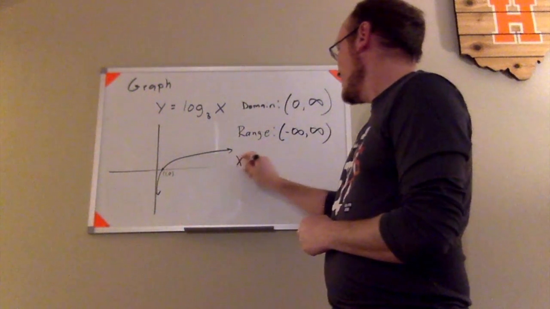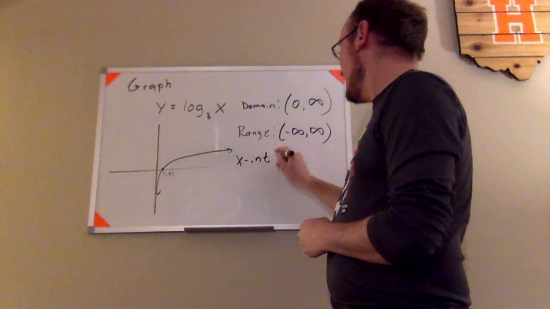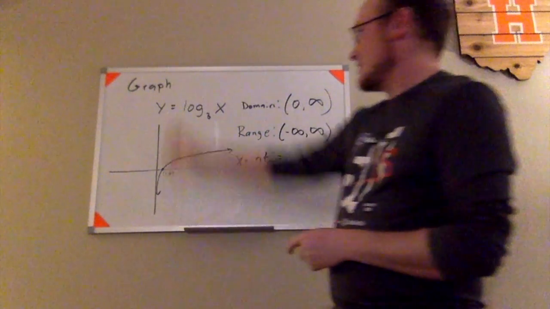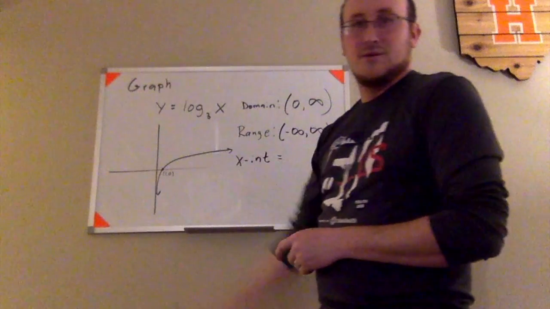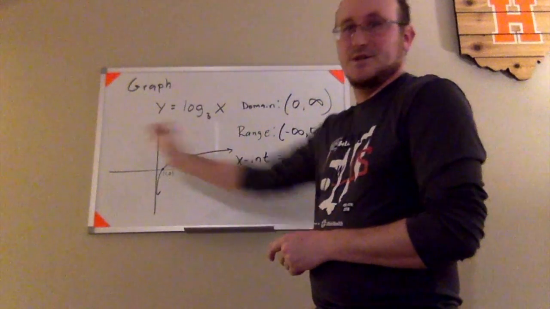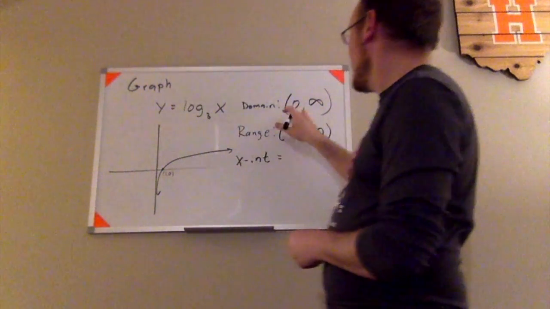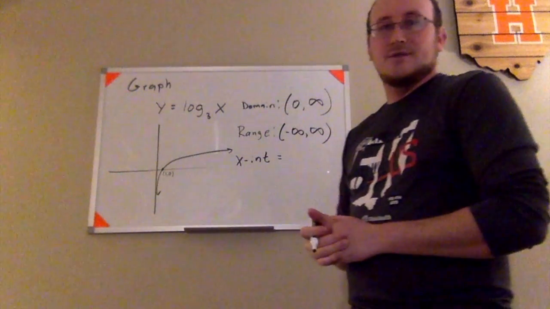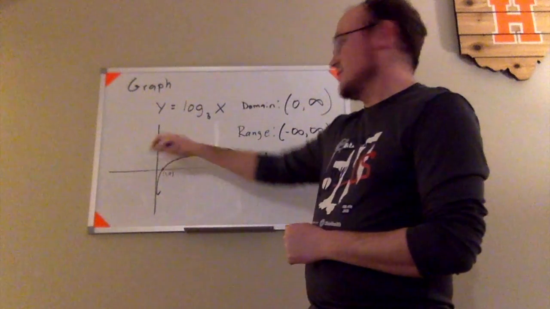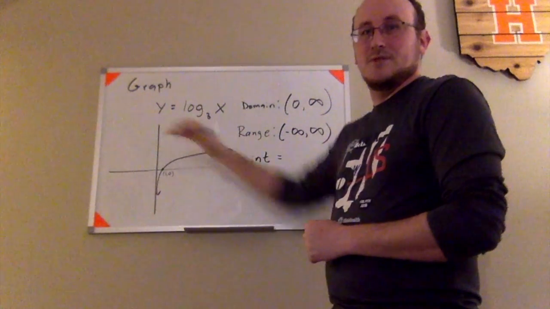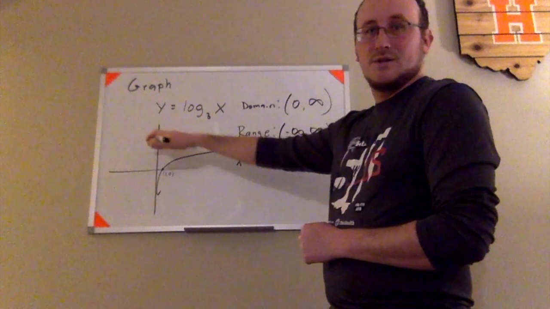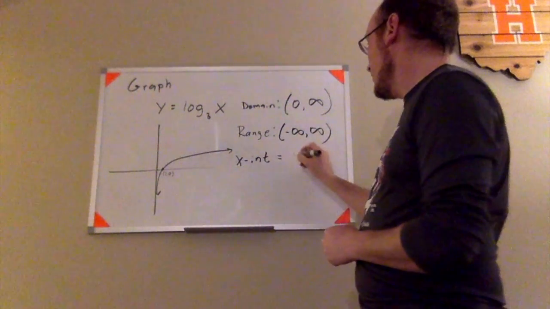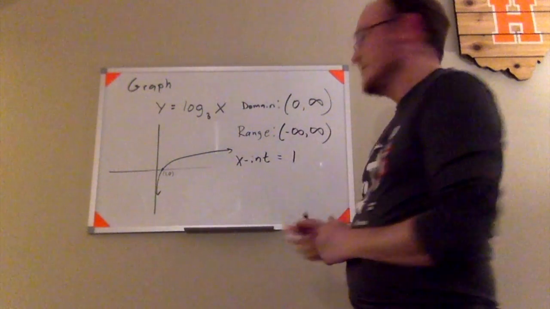We said the x-intercepts now. This doesn't have a y-intercept, because the y-intercept is where the x value is 0, and this doesn't contain 0 in the domain. Whereas the exponential function had a y-intercept of 1, this one will have an x-intercept of 1. So the x-intercept there is 1.